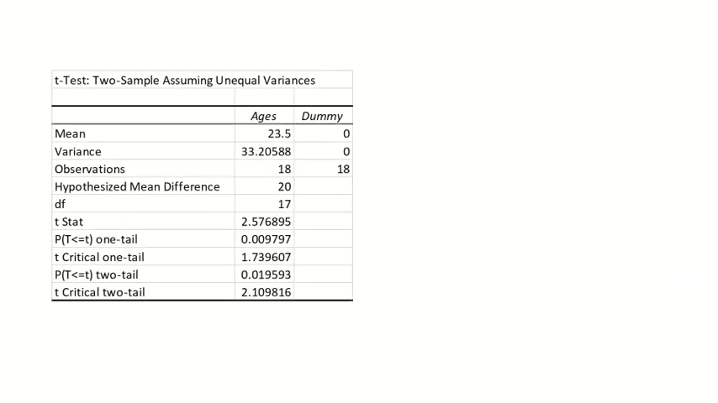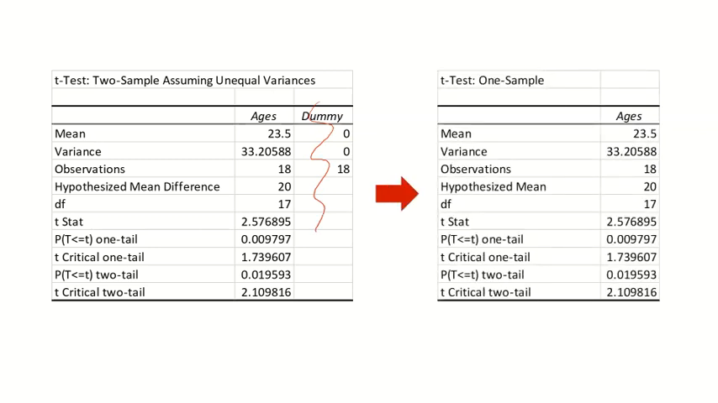After clicking OK, Excel will be showing this output. So there is something here that we don't need. We don't need this column, the dummy column. So you can simply manually delete that particular column. And we are shown here the descriptive statistics: mean, variance, number of observations, our hypothesized mean, which is 20, and then our degrees of freedom, which is 18 minus 1.